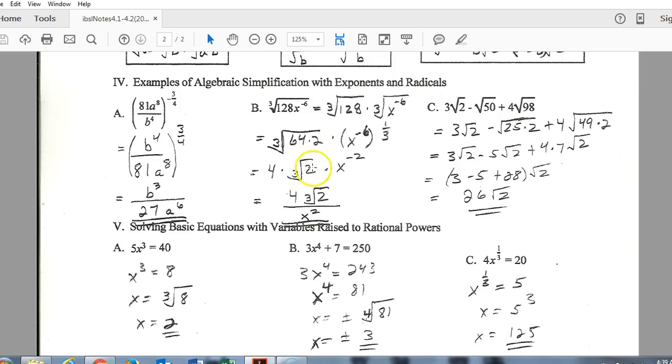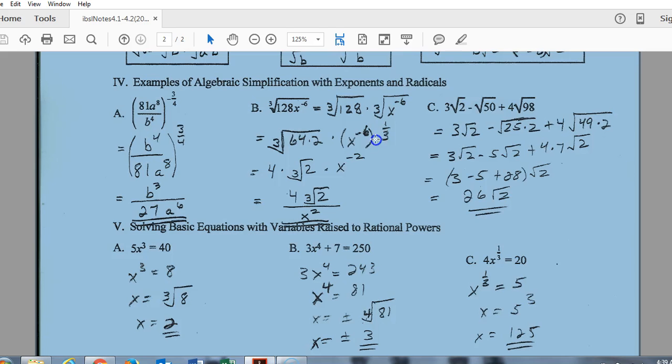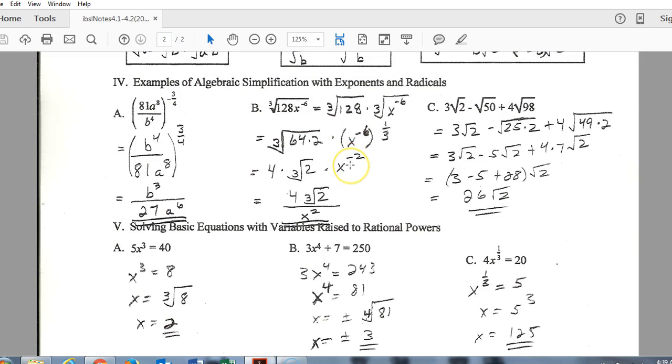If I go to the x next, I have the negative 6 power. Remember, a cube root is the same thing as a 1/3 power. So we can rewrite that into this form, and that might be easier to work with. If I multiply those together, it's going to give you this look right here. Because it's negative, negative means reciprocal, so I'm taking the x, putting it on the bottom so that my power becomes positive.